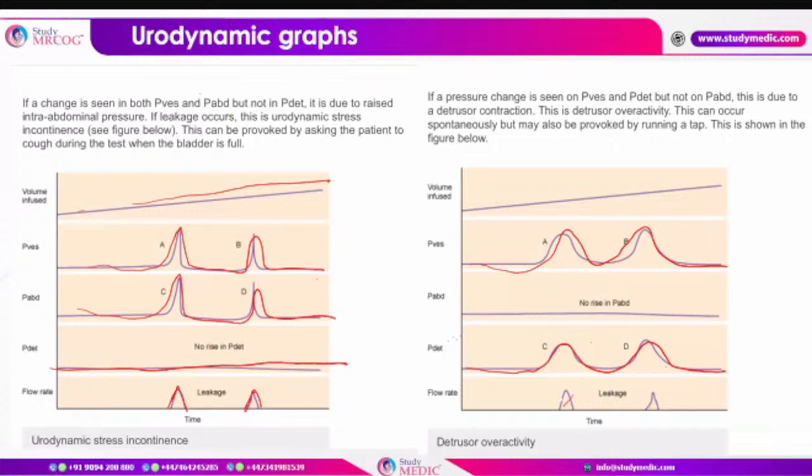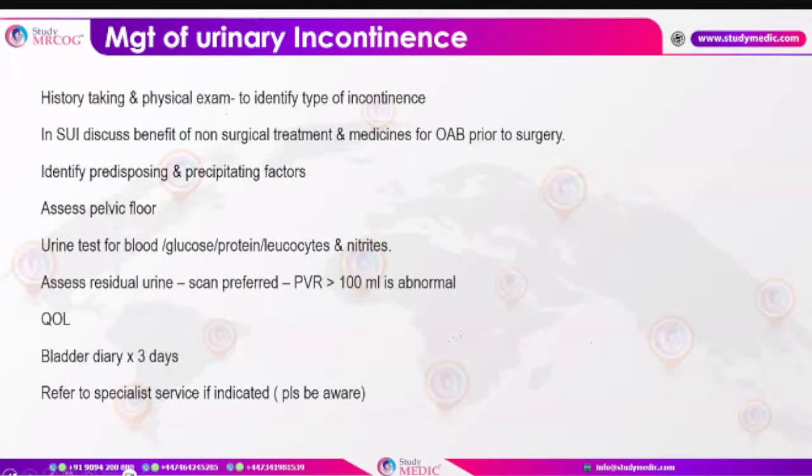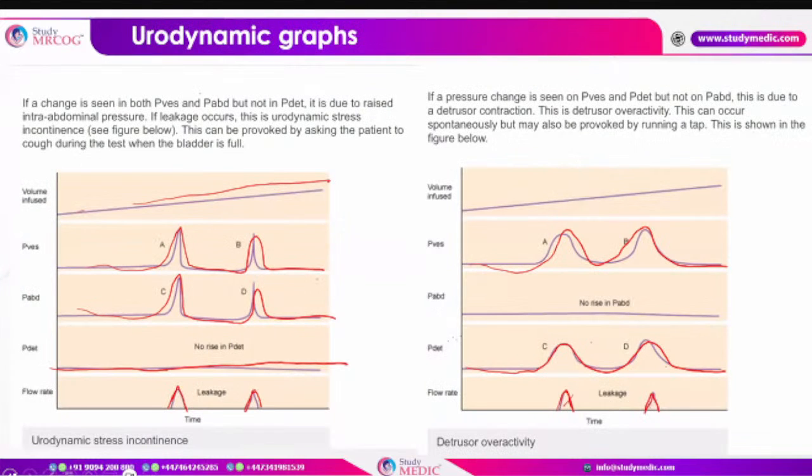Now, whenever you are having a leak, remember the leak will be marked very clearly in the graph. So at the height of the detrusor contraction, if you are getting a leak, this is called urge incontinence. Okay, to know whether the person is getting a detrusor contraction or not, it can occur spontaneously. If it is not occurring spontaneously, then it can be provoked by asking the patient to cough, or you can run a tap. In that way, the detrusor muscle can be provoked to get a contraction. Okay, so this is a very easy way in which you are going to diagnose the urodynamic graphs.